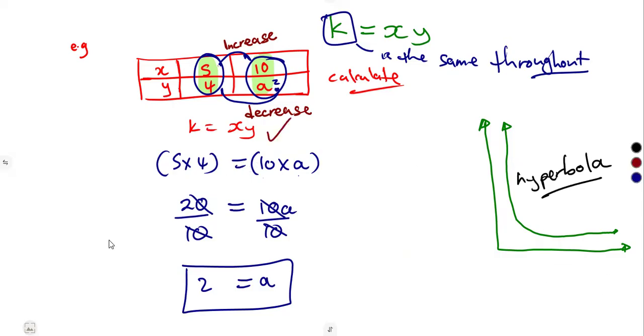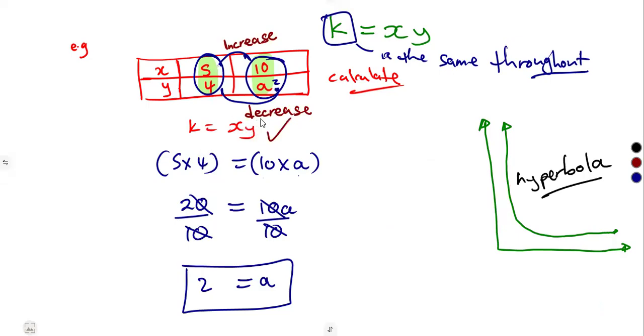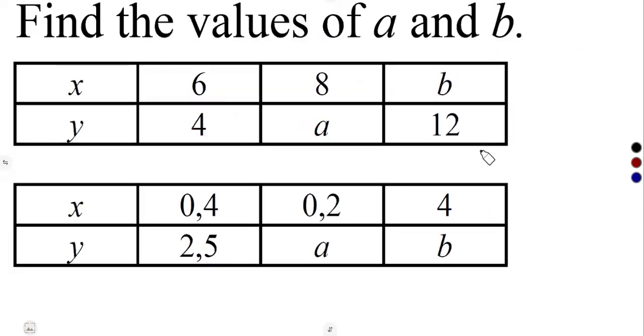This is it. K is equal to what? XY. There, K is equal to what? Y over X. We're done. Direct proportion, K is equal to Y over X. Indirect, K is equal to XY, the product of the two variables. So let's see how to answer questions under an indirect proportion.